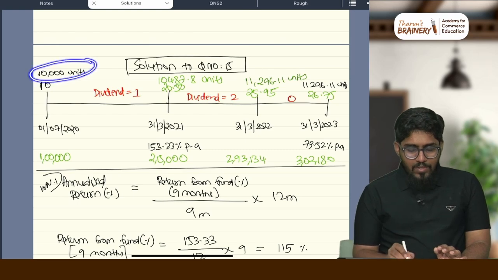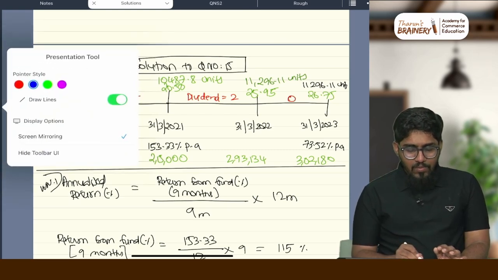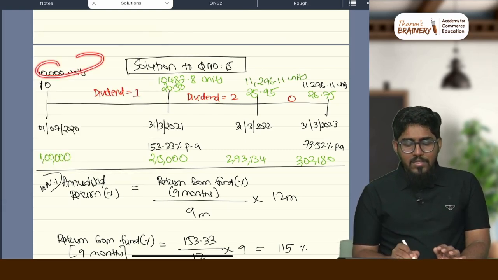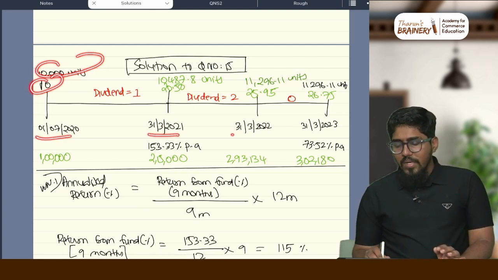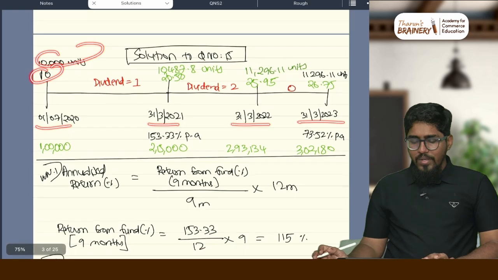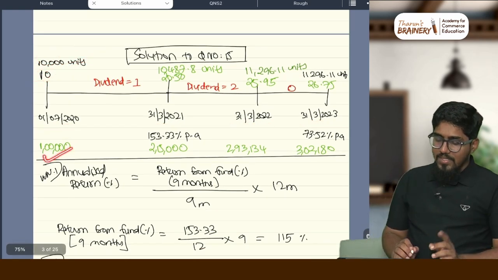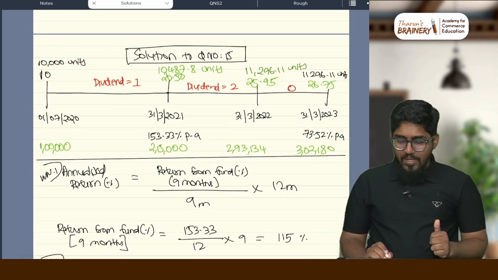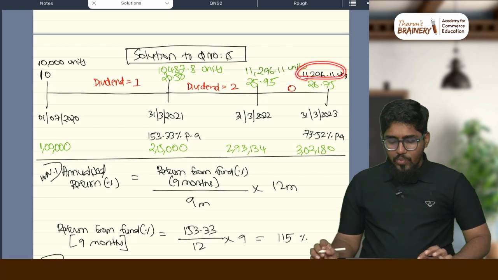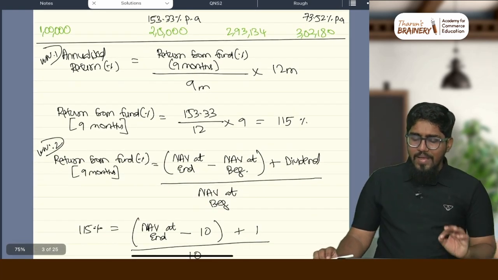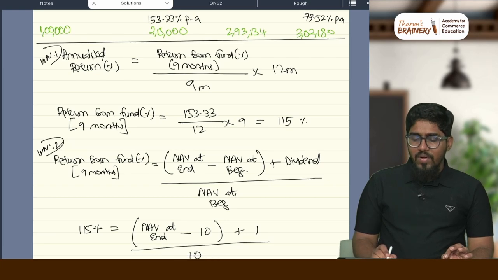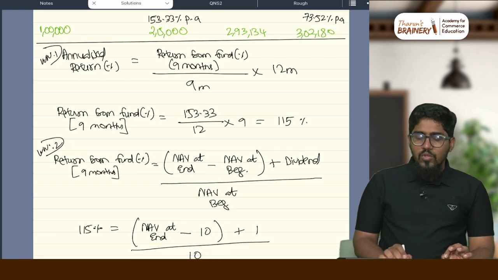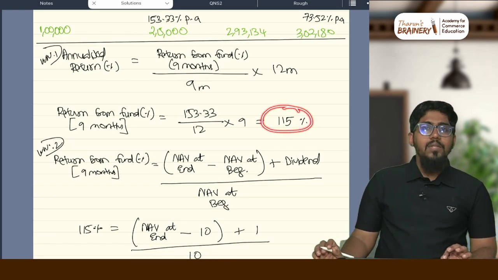So 10,000 units, 10 rupees on 1/7/2020, 31/3/21, 31/3/22, and 31/3/23. 1 lakh rupees is given in the question, and 11,296.11. First, what is my annualized return? Working note number 1: my annualized return is return from the fund divided by 9 months into 12 months. So my return from the fund is 115 percent.